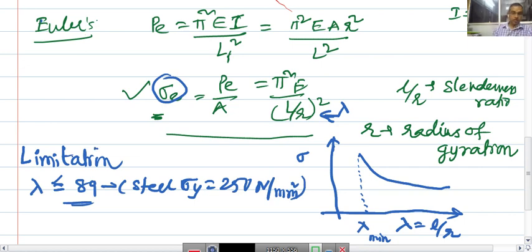That means beyond, lesser than this lambda, the column is going to yield, right. So, this is called the yielding zone, and the remaining zone is called the buckling zone. So, Euler's formula is not universal, it has limitations, right. This lambda of 89 is for steel. For some other material, you can work it out based upon your pi square E.